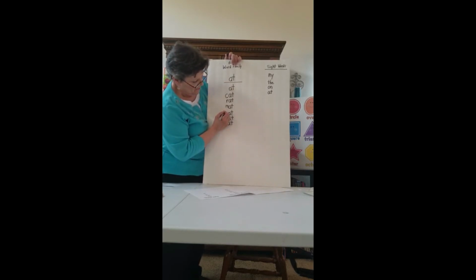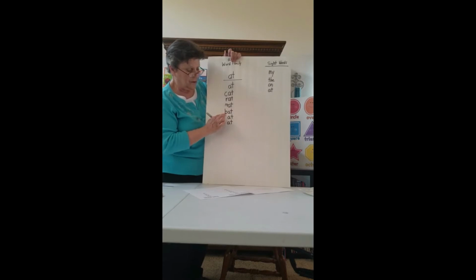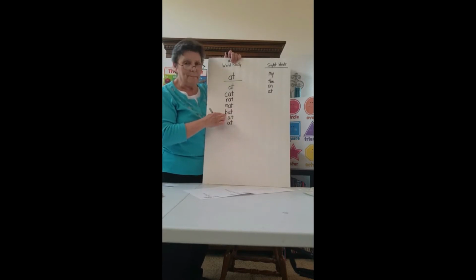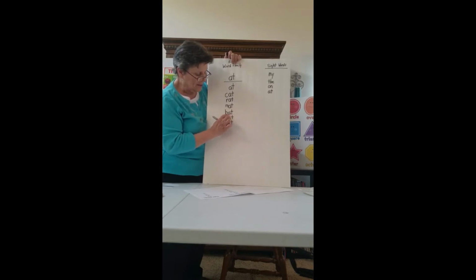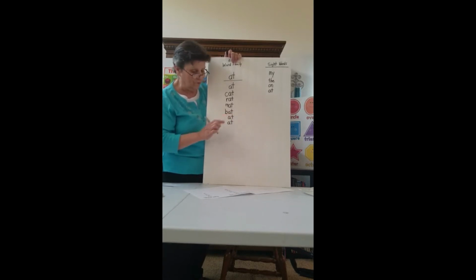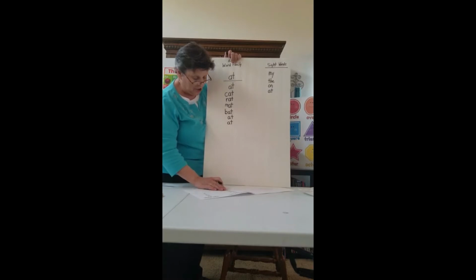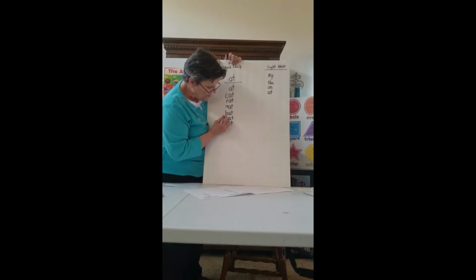Let's see. Does anybody know what this letter is? What letter is that? B. You are absolutely correct. Ba-at. You could go ba-at, or you could just go bat, because we know our at word family. You are so smart. Let's try this one.